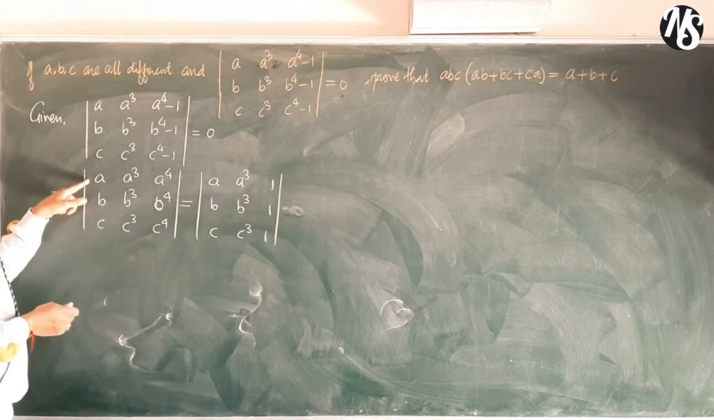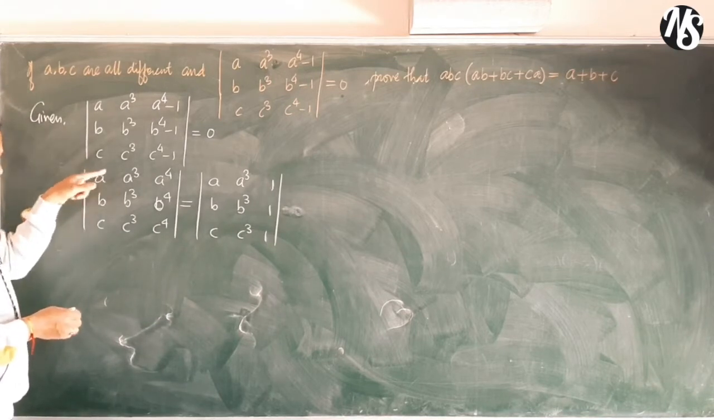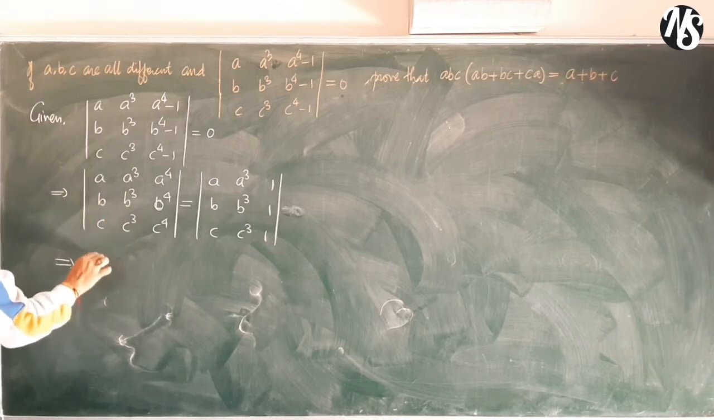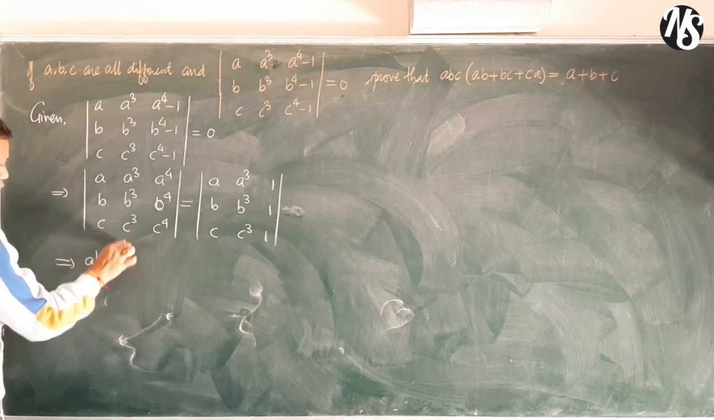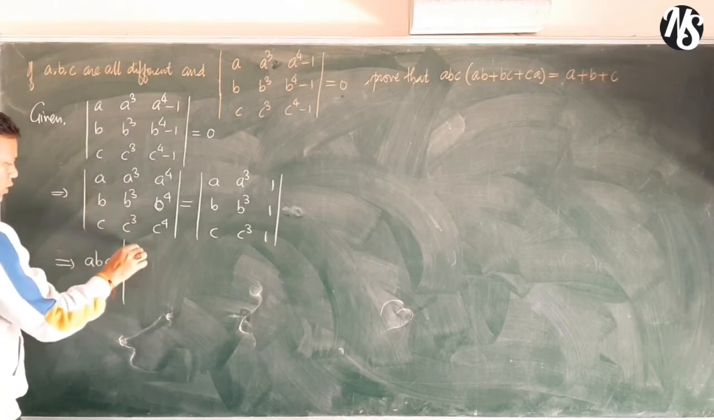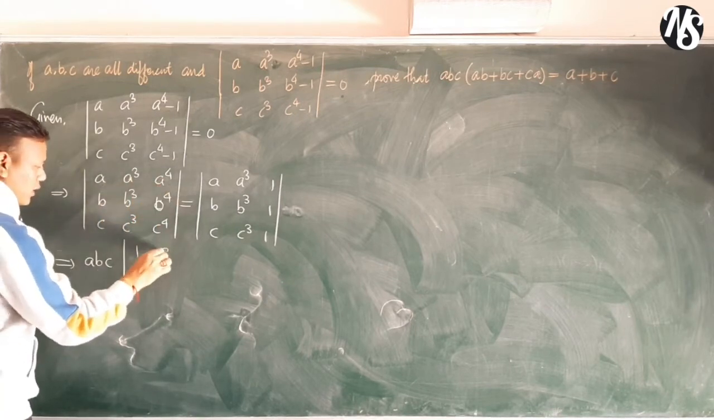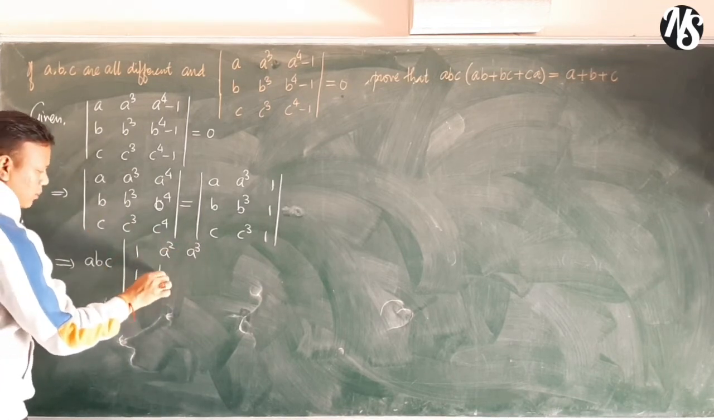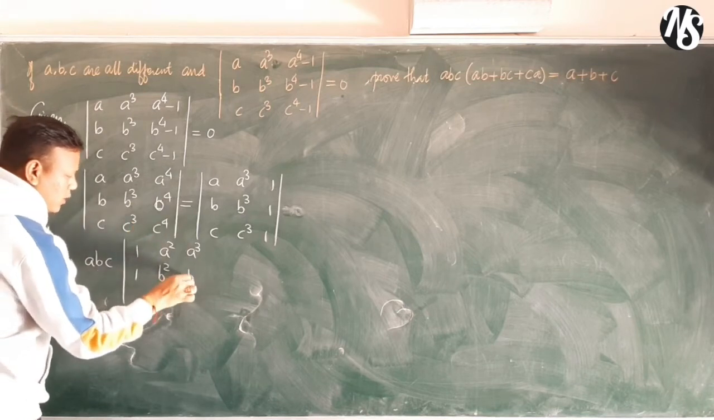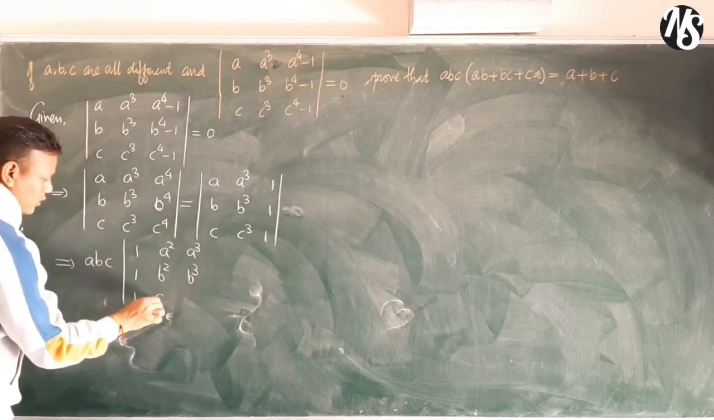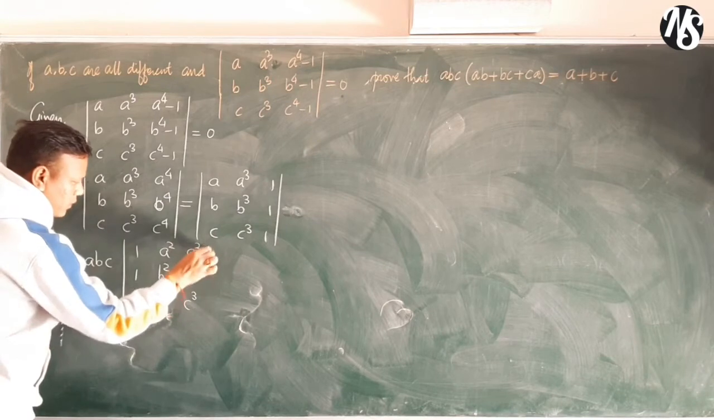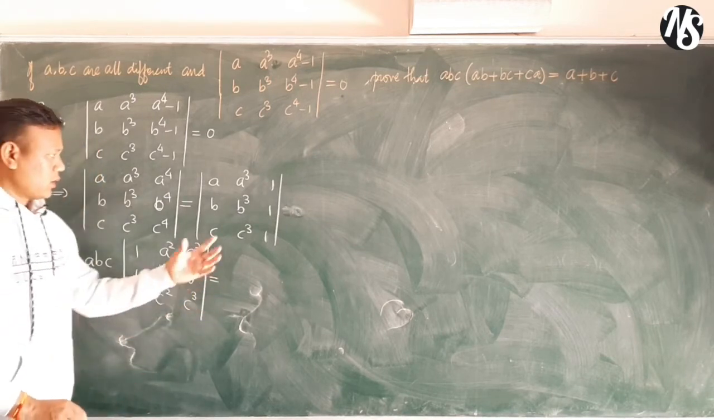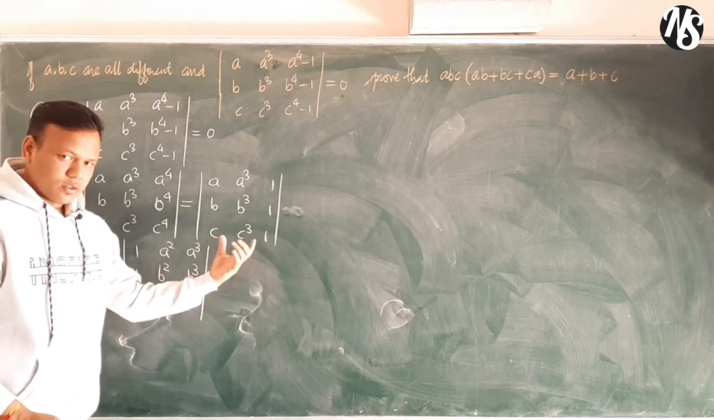Now something is common here, isn't it? In the first row a is common, from the second b is common, from the third c is common. So you get, see here, 1, a square, a cube. Similarly from here 1, b square, b cube. Similarly from here 1, c square, c cube. Okay, now if you want to work with this, that is also fine.